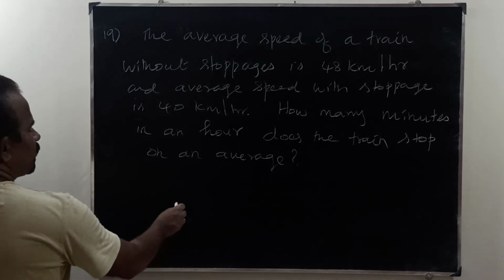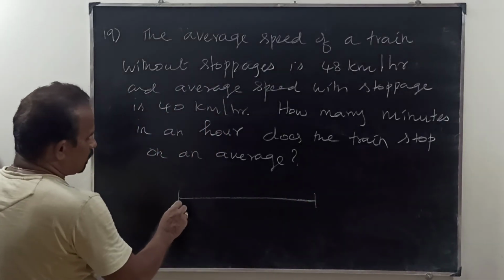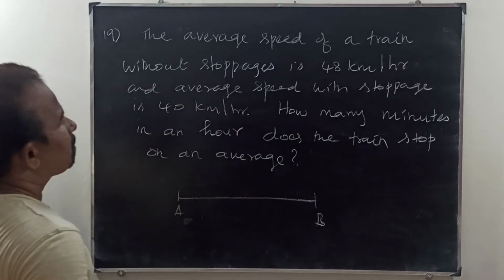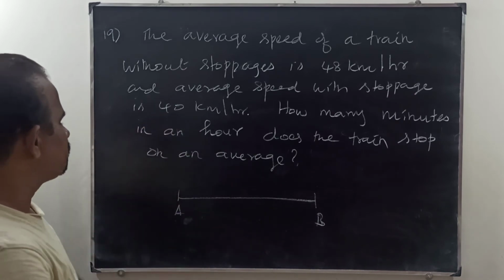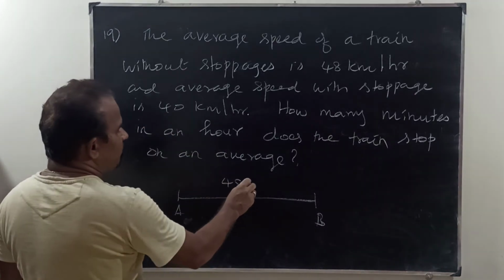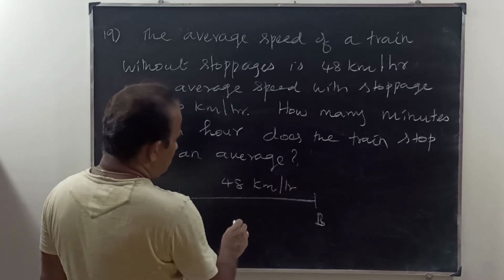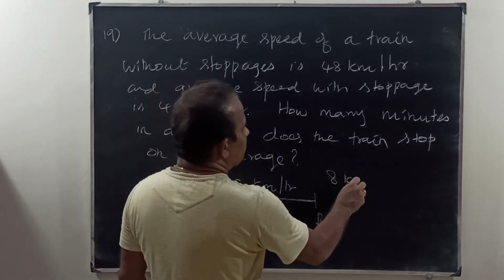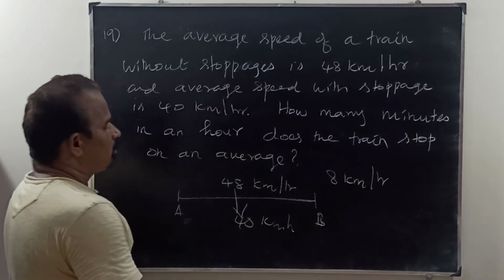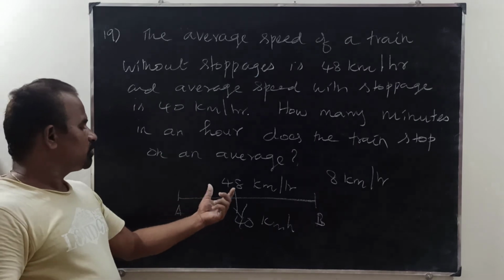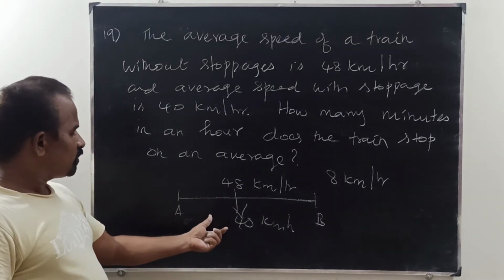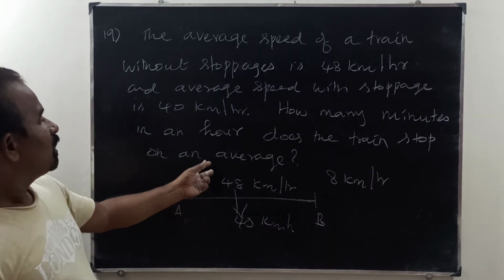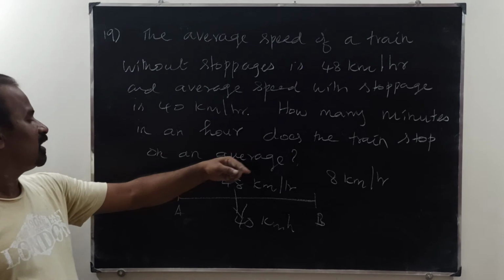Okay. So here the place is A to B. Let us take A to B. Here without stoppage 48 km per hour, with stoppage 40 km per hour. The difference is 8 km per hour. So without stoppage 48 km, with stoppage 40 km. So therefore how many minutes in an hour does the train stop?